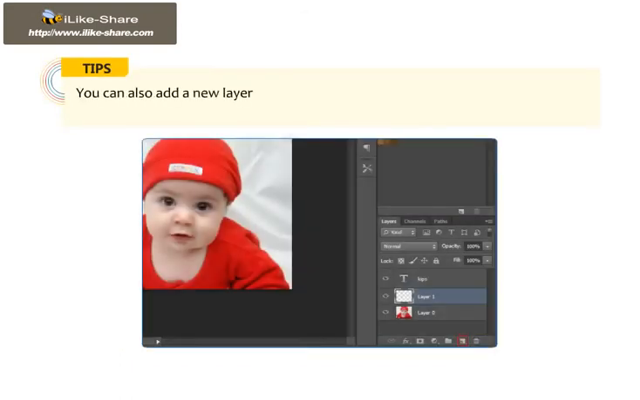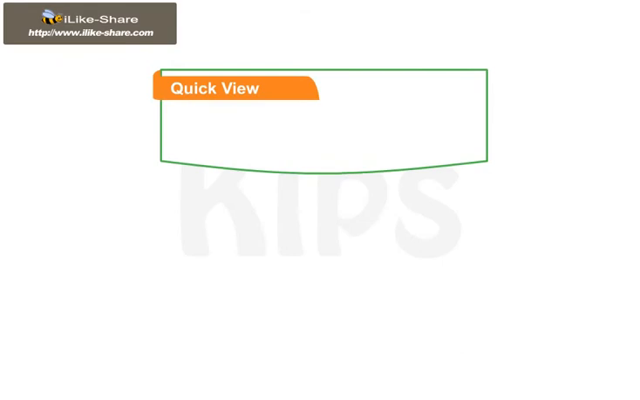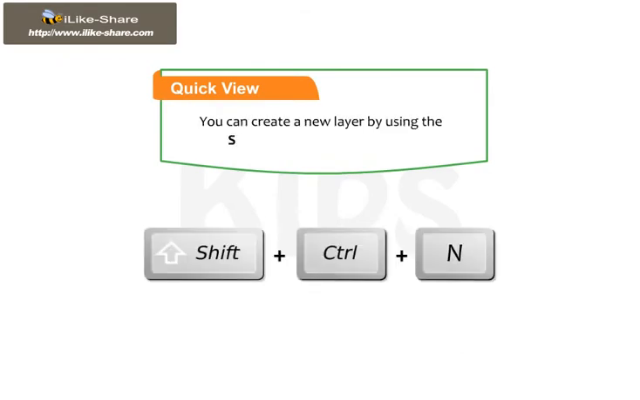Let me give you a tip. You can also add a new layer by clicking on the Create New Layer button at the bottom of the Layers panel. OK, let us take a quick view. You can create a new layer by using the Shift plus Ctrl plus N key combination.